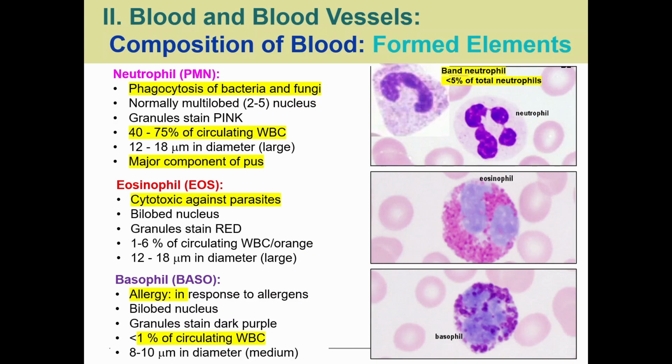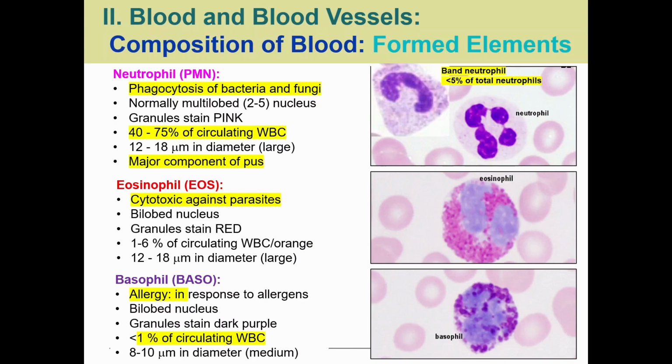They're large, and one of the things that they do form is pus. Pus is actually white blood cell material. It's not something from the pathogen. It's a response driven by your own body. Eosinophils have a little bilobed nucleus, so we see 2 lobes. Their granules tend to stain red. They make up a very small percentage. We're looking at a couple percentage points, so 1 to 6%.